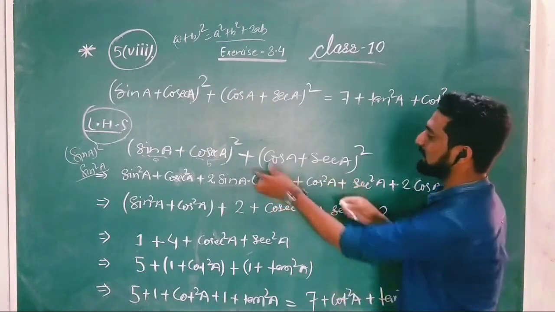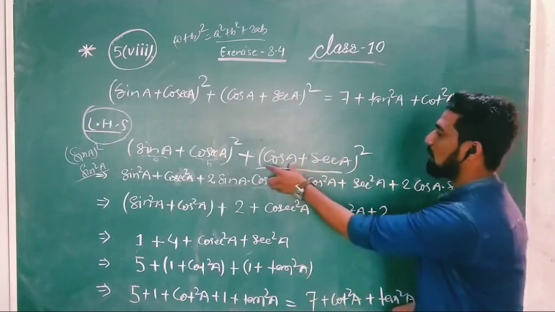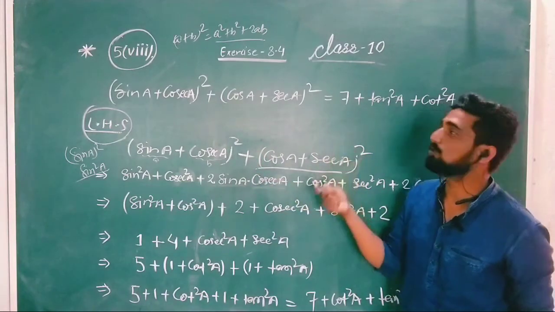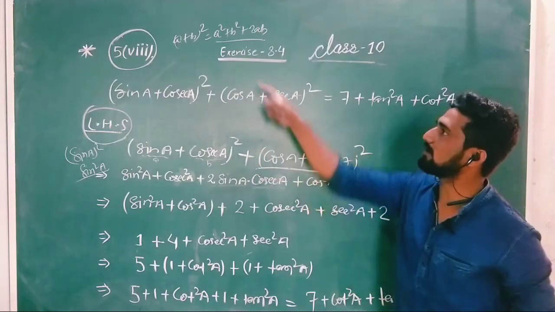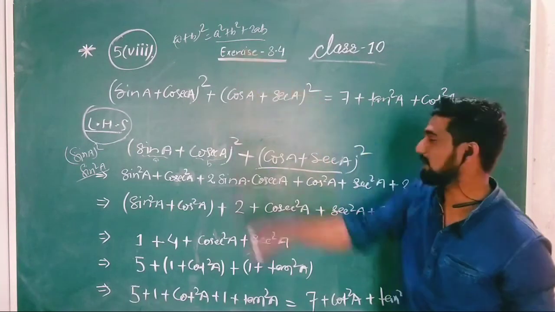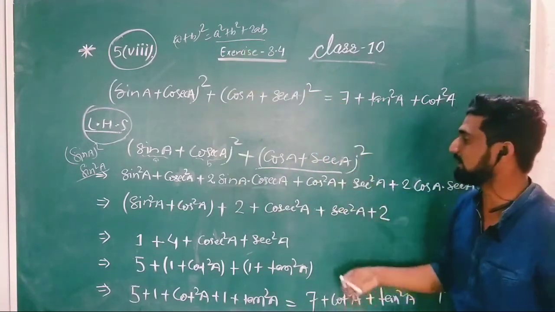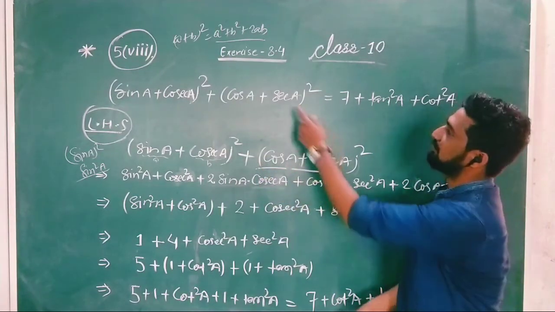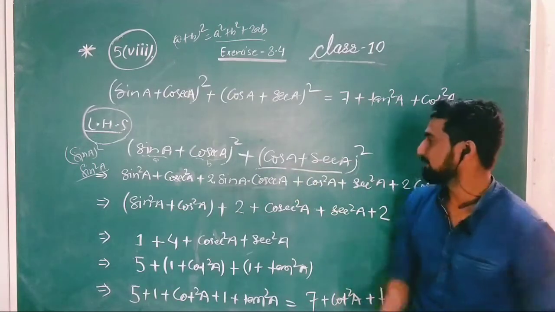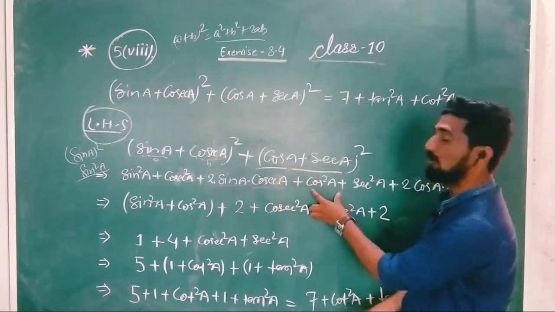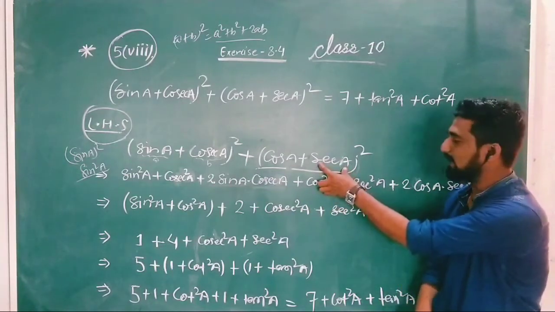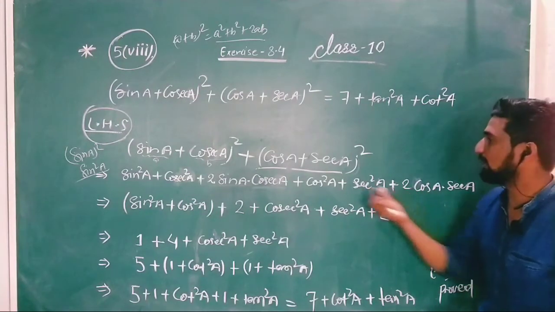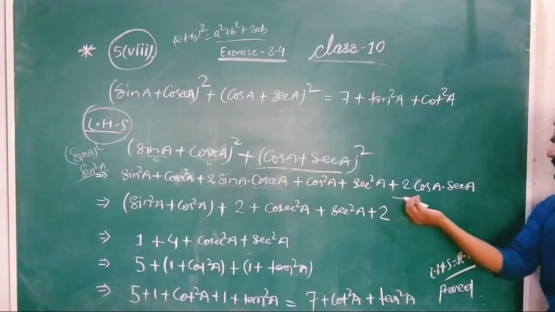Then after that, the next term is cos A plus sec A inside the bracket, closed, and whole square. So we will break it using the same formula, (a plus b) whole square. Here cos A works as a and sec A works as b. So a square, cos A whole square, is cos square A. Then sec A whole square is sec square A, and then plus 2ab, so it will become 2 into cos A into sec A, as you must be watching.